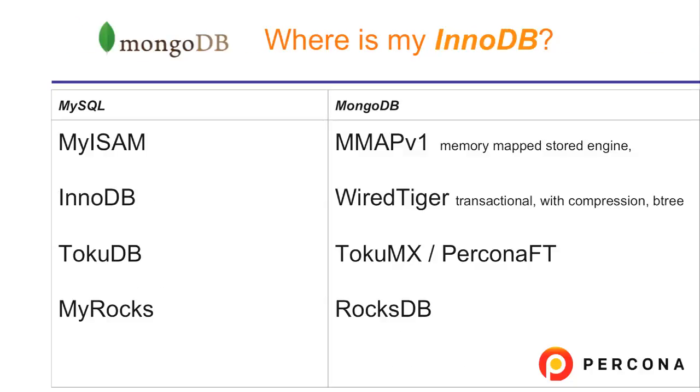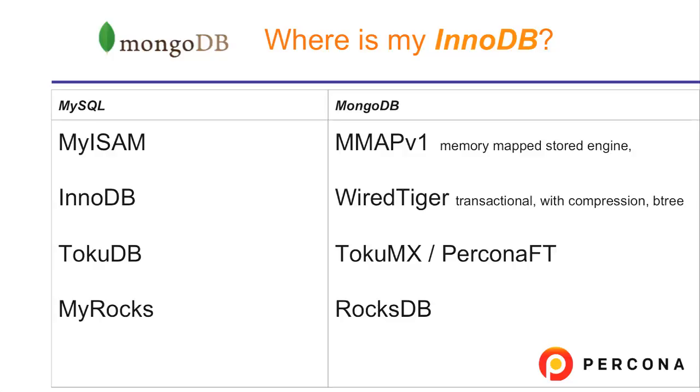Now, where is my InnoDB? In MongoDB, the concept nowadays, starting with version 3.0, is very similar. There are different storage engines available. So this is what I have outlined with sort of lines between. Old MongoDB, starting with version 2, only had the memory mapped storage engine called MMAPv1.